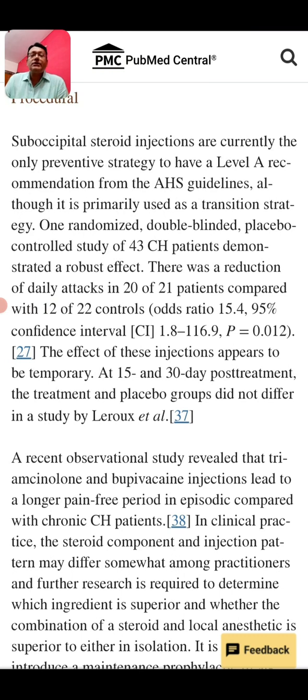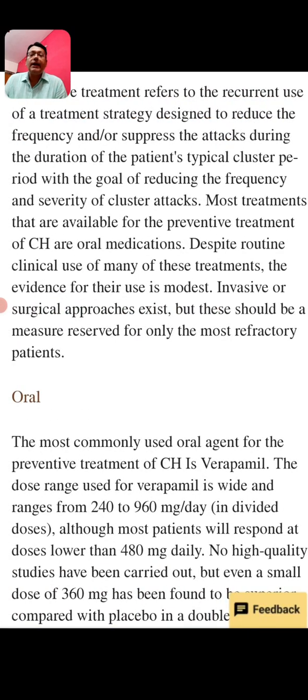Then we have suboccipital steroid injections, which have evidence, and it is currently the only preventive strategy to have a level A recommendation from the AHS guidelines, although it is primarily used as a transitional strategy. Now, a recent observation has revealed that triamcinolone and bupivacaine injection can lead to longer pain-free periods in episodic headaches.